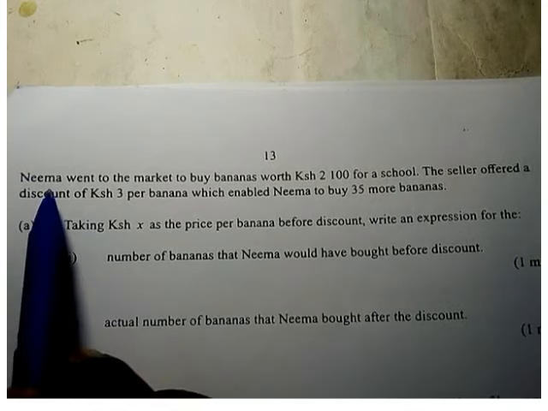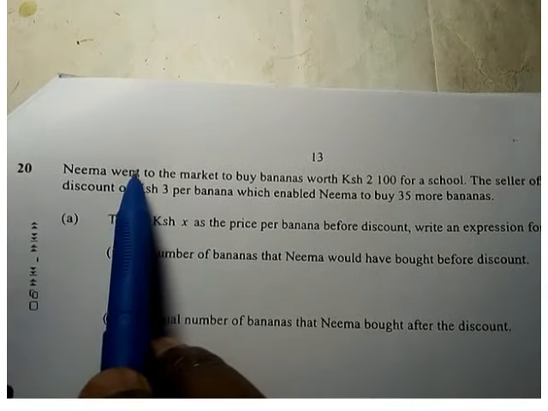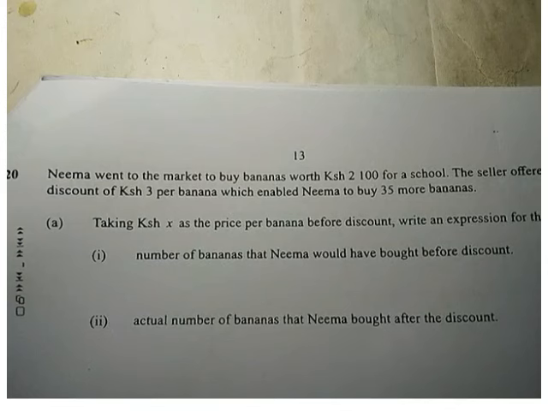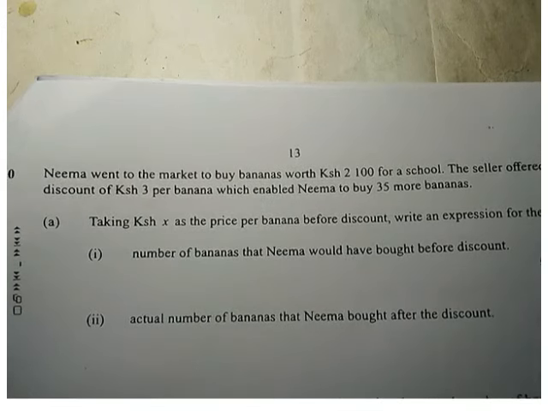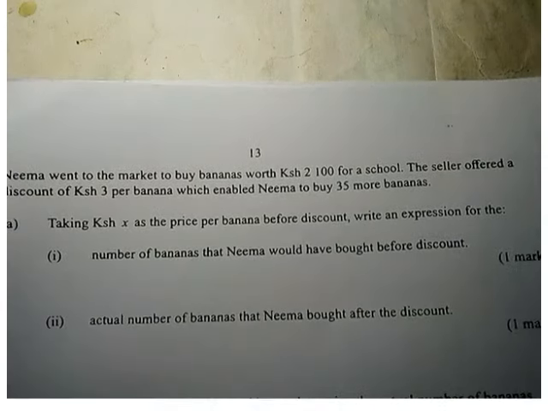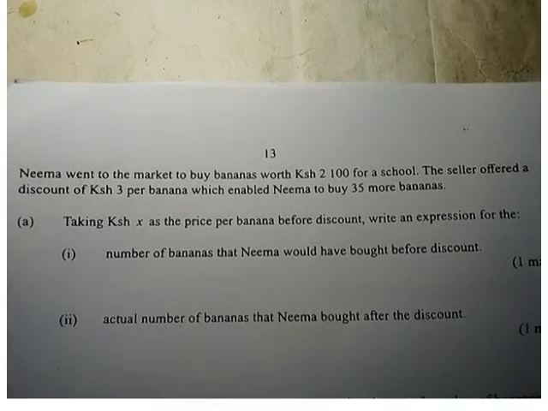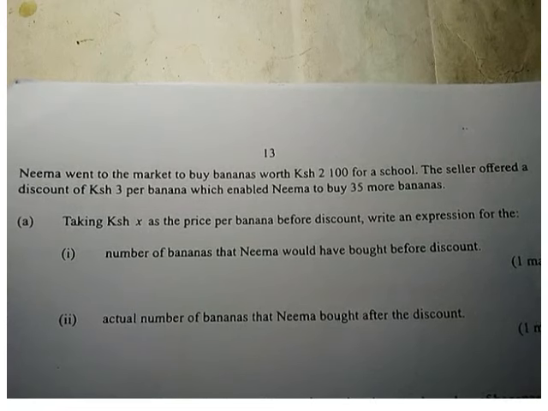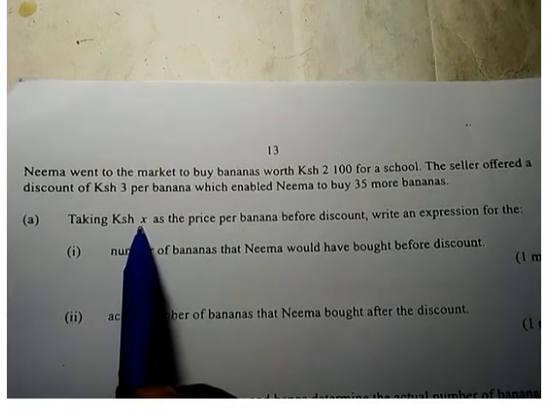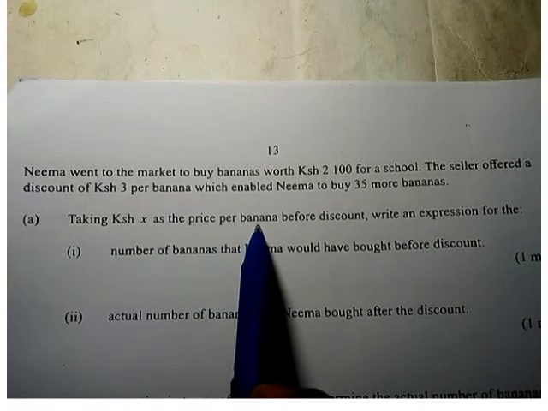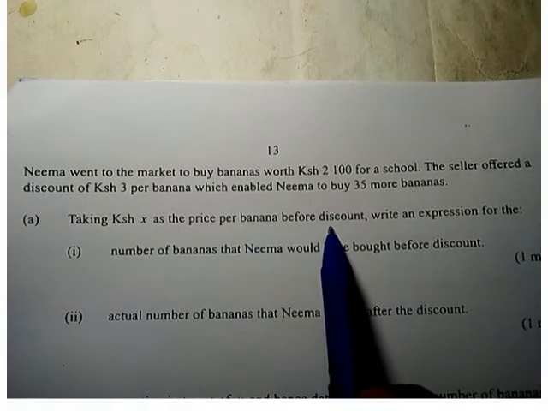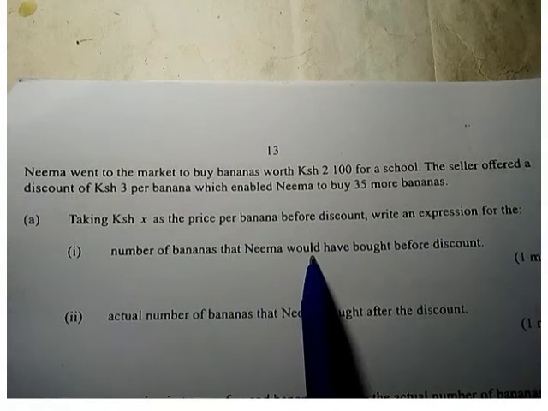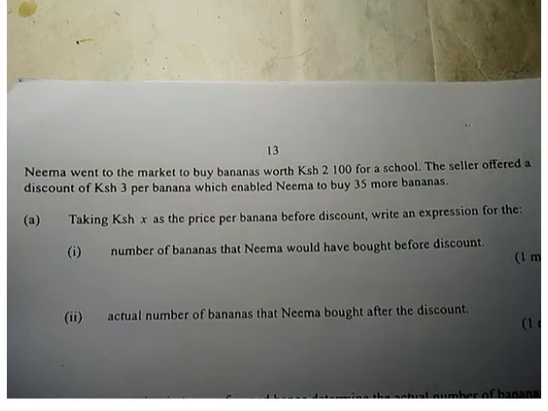Number 20. Nehemiah went to the market to buy bananas worth Kenya shillings 2100 for his school. The seller offered a discount of Kenya shillings 3 per banana, which enabled Nehemiah to buy 35 more bananas. Taking Kenya shillings x as the price per banana before discount, write an expression for the number of bananas that Nehemiah would have bought before the discount.